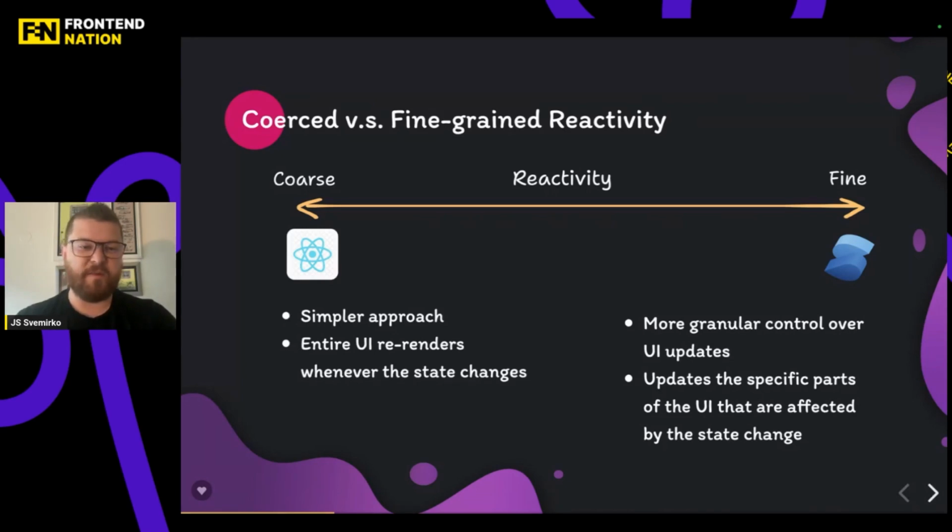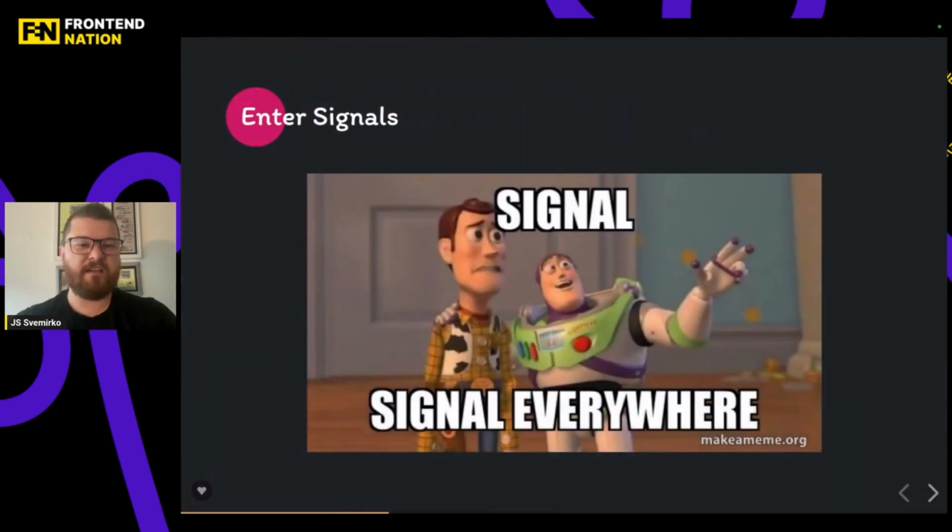On one side of the spectrum, we have React, which has a simpler approach, and whenever the state changes, the whole UI re-renders, and all the children of a component that has changed state will re-render. On the other side of the spectrum, we have Solid.js with more granular control over UI updates. Solid.js will update only the parts of the DOM that have really changed without the need to re-render everything. And that's where signals are on the stage.